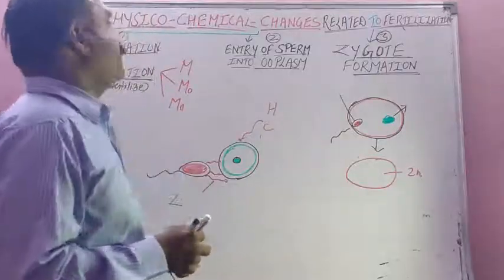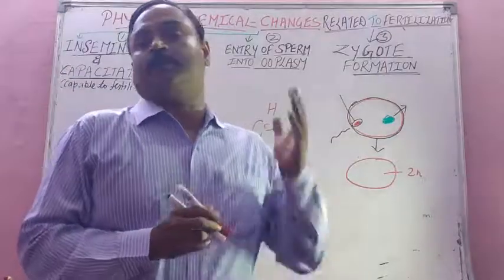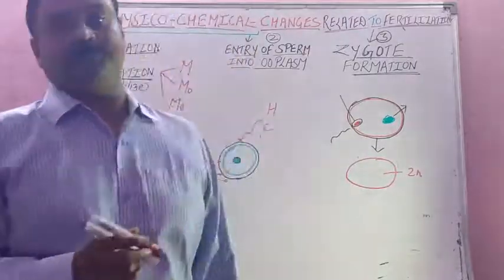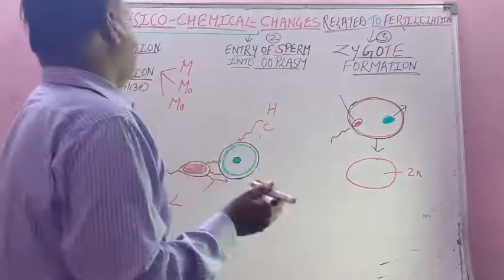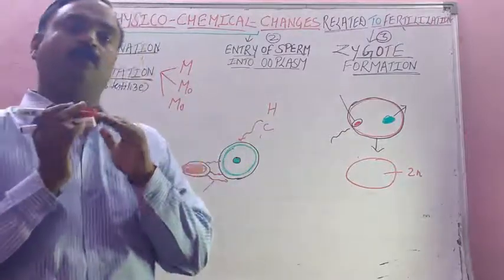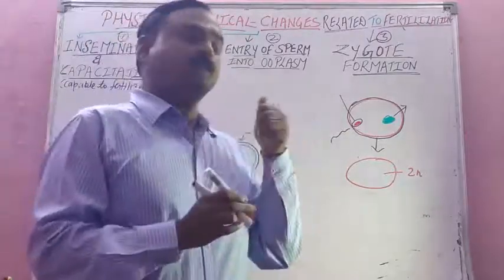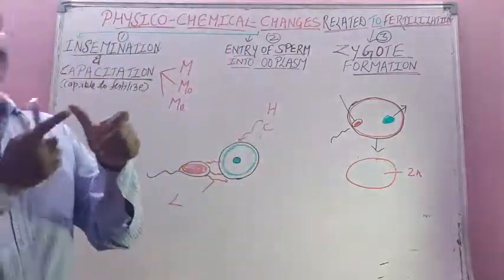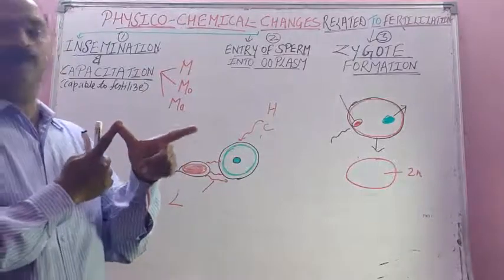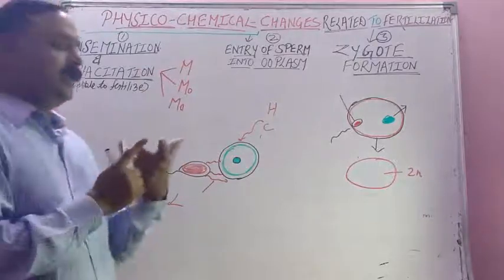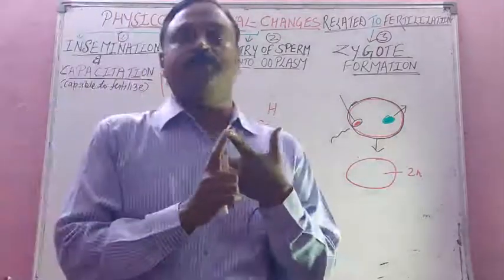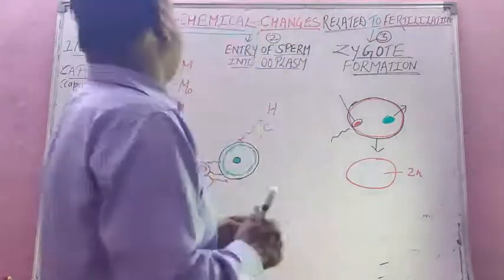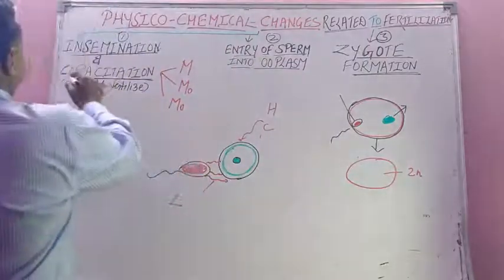Now there are some physico-chemical changes, student, occurring during fertilization or just prior to the fertilization. We study three subtopics under this: insemination and capacitation of the semen and sperm, second entry of the sperm in ooplasm, and third zygote formation. So let us see one by one. The first one is insemination and capacitation.